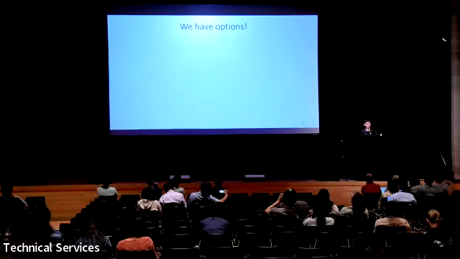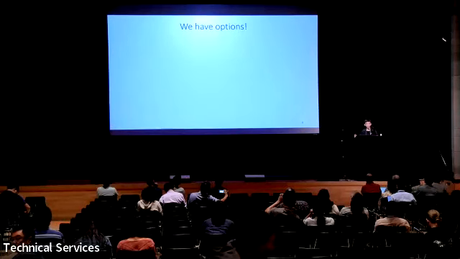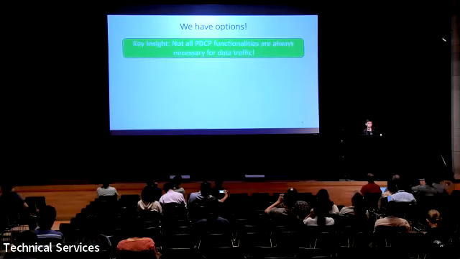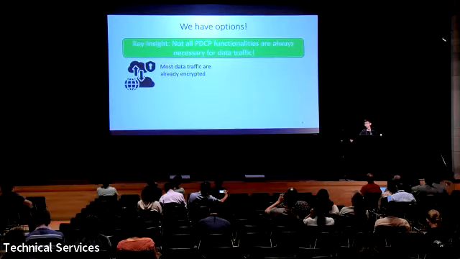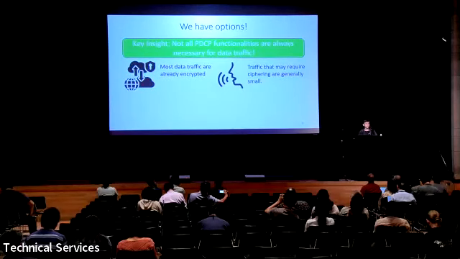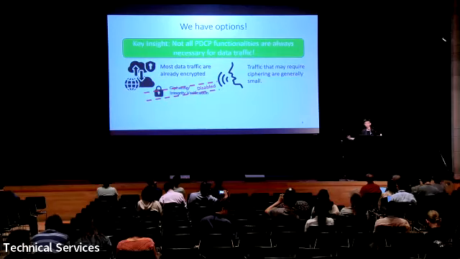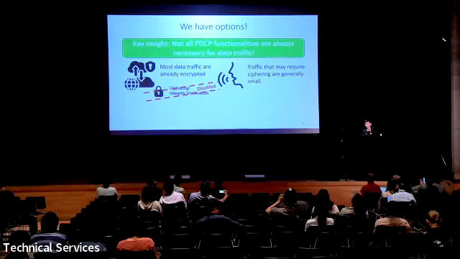So as a matter of fact, we have options. The key insight here is that not all functionalities in the PDCP are always necessary. Let me give you an example. Since most of our data traffic is encrypted, there's no need for another layer of encryption. And even if there are use cases that require encryption, they tend to be small. So for traffic that does not require an additional layer of encryption, we can just disable it, and then we can just offload it to the programmable switch.